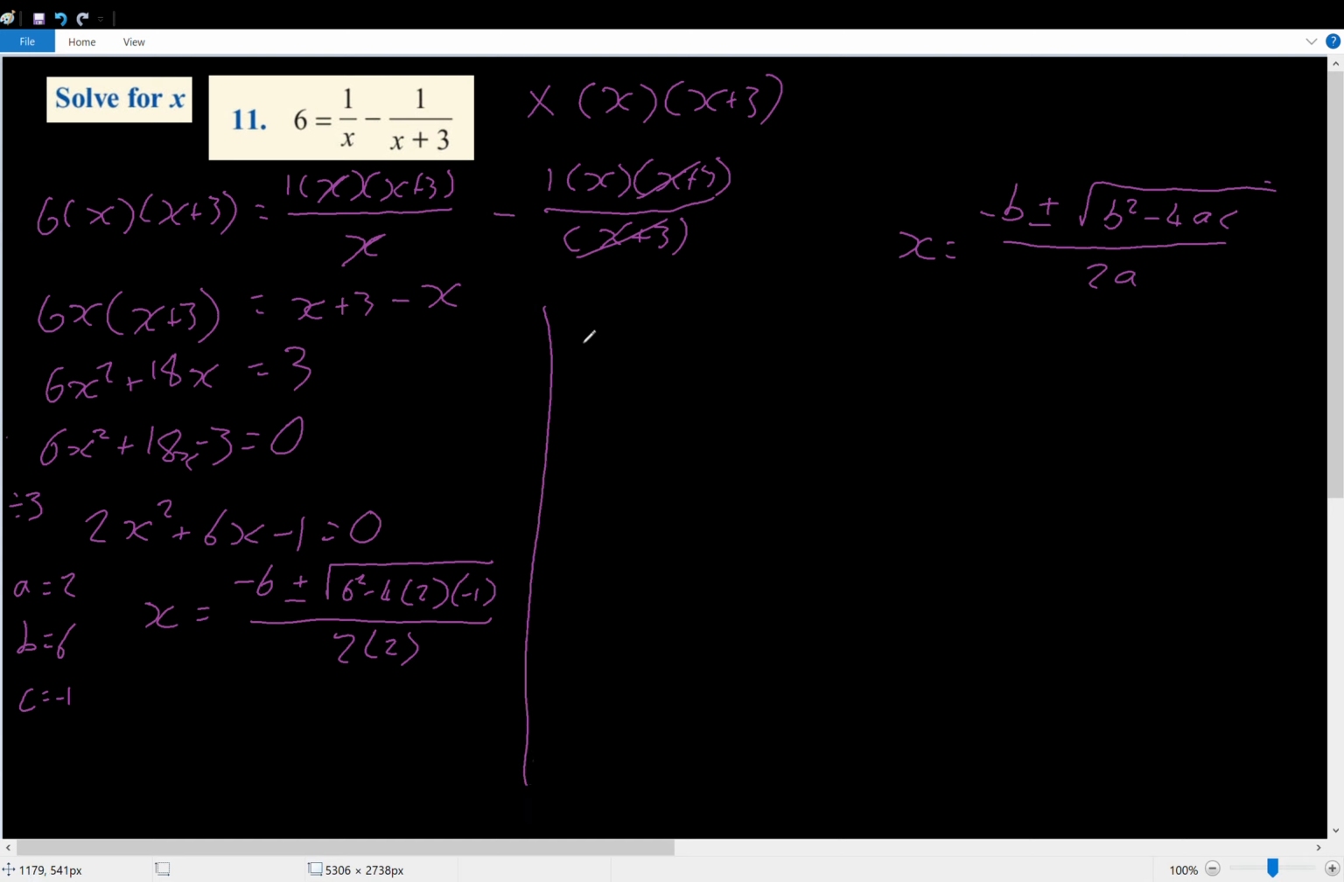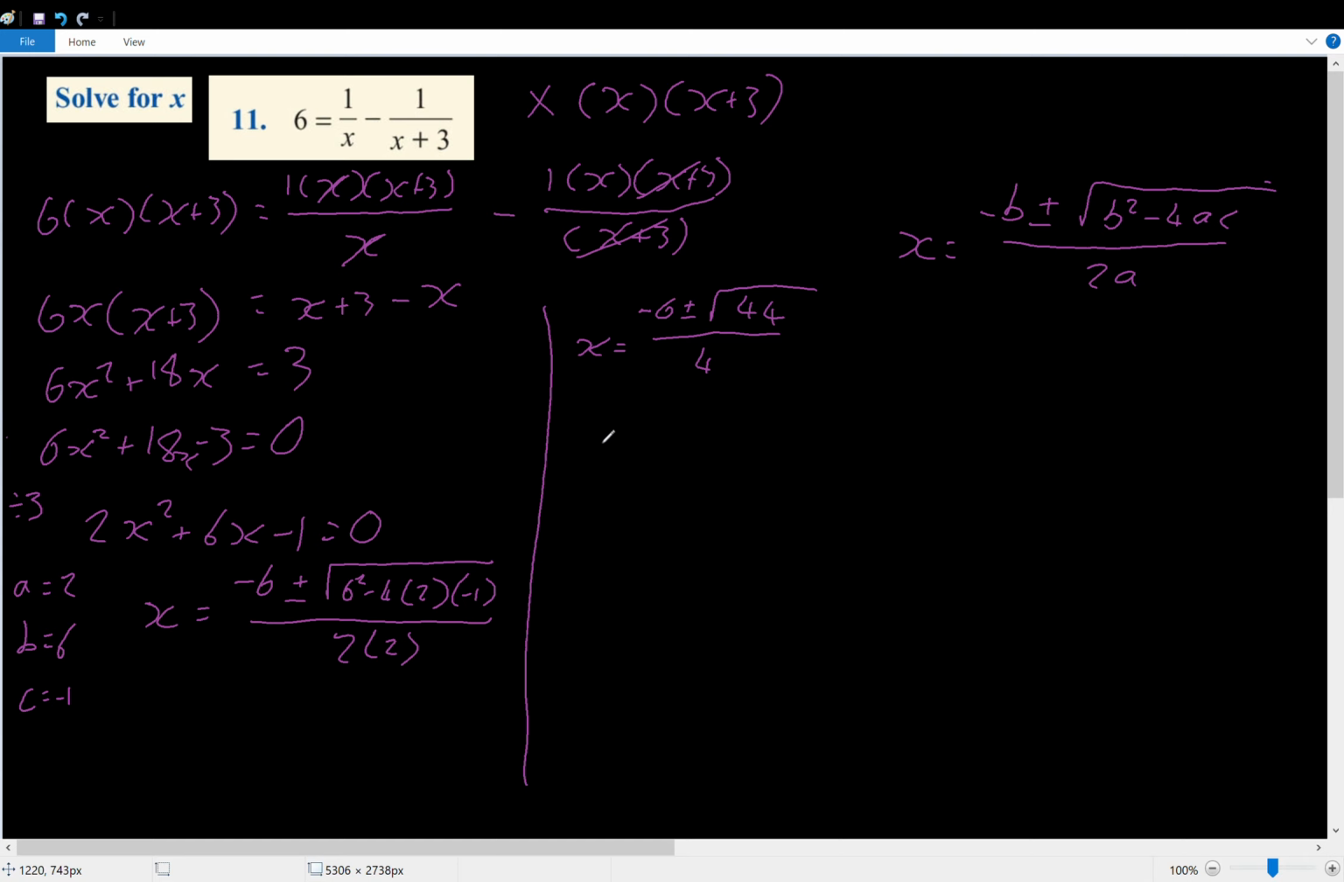And if we tidy that up slightly, we get x is equal to minus 6 plus or minus the square root of, now 6 squared is 36, and minus 4 times 2 times minus 1 is plus 8, and 36 plus 8 is 44, so we get root 44, and it's all over 4.